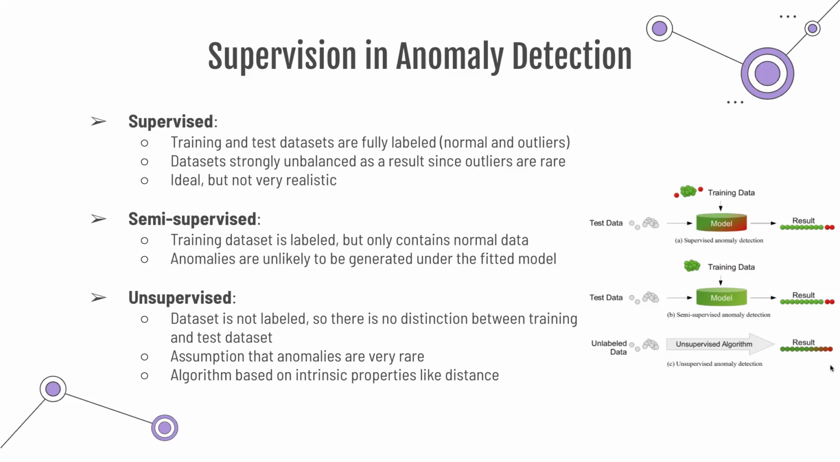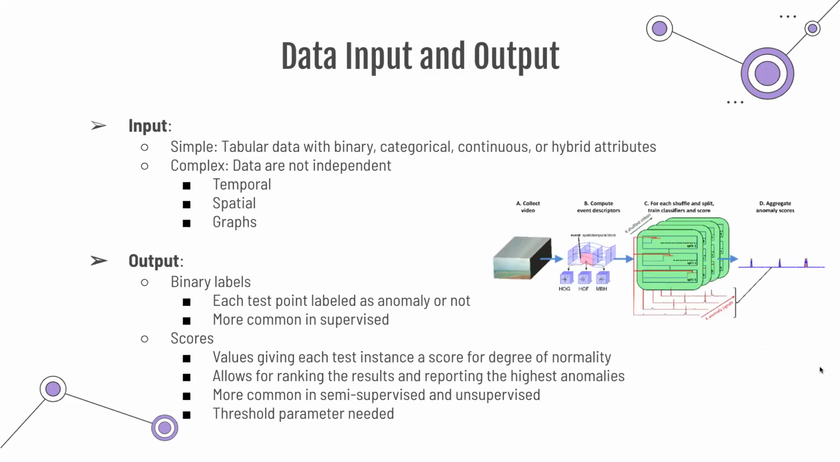And next up, we're going to talk about the data inputs and outputs in anomaly detection. So for the input, you can have a simple kind of input or a complex kind. Simple input is when you have tabular data that is independent with one another. And this can be with binary columns, categorical, continuous, or a mixture of all of those categories. And the complex data is when the data are not independent. So this can be with time series or temporal data, or spatial data like graphs or maps or images.